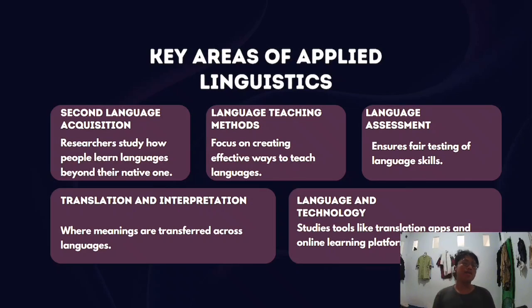The key areas of applied linguistics, there are five keys. The first, second language acquisition or SLA; second, language teaching methods; three, language assessment; four, translation and interpretation; and the last is language and technology.